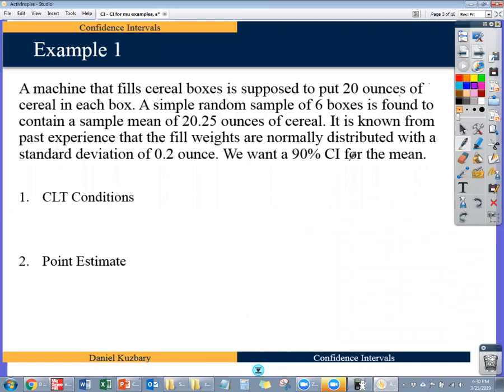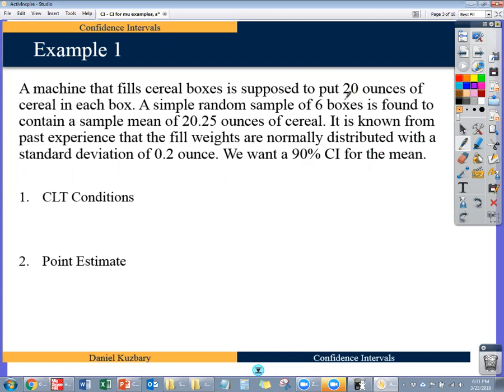So let's go ahead and build one of these intervals from scratch. I've got a machine that fills cereal boxes, and it's supposed to put 20 ounces of cereal in each box. A simple random sample of 6 boxes is found to contain a sample mean of 20.25 ounces of cereal. It's known from past experience that the fill weights are normally distributed with a standard deviation of 0.2 ounces. We want a 90% confidence interval for the mean. So I'm just going to jump right in and try to get this confidence interval.